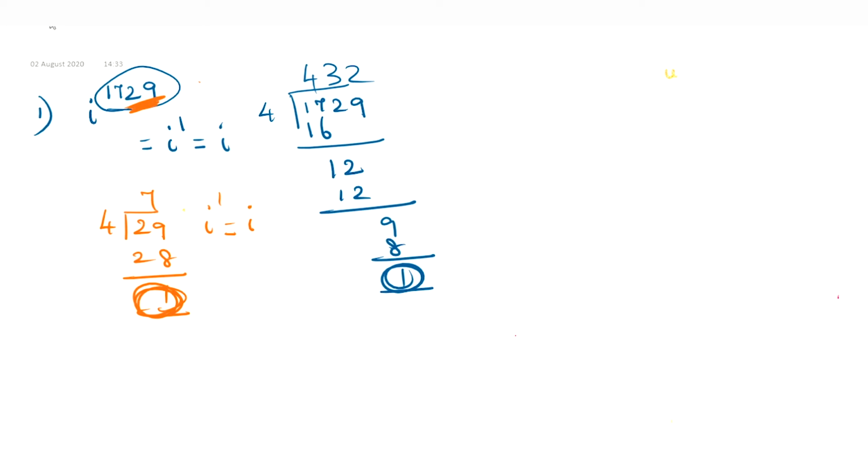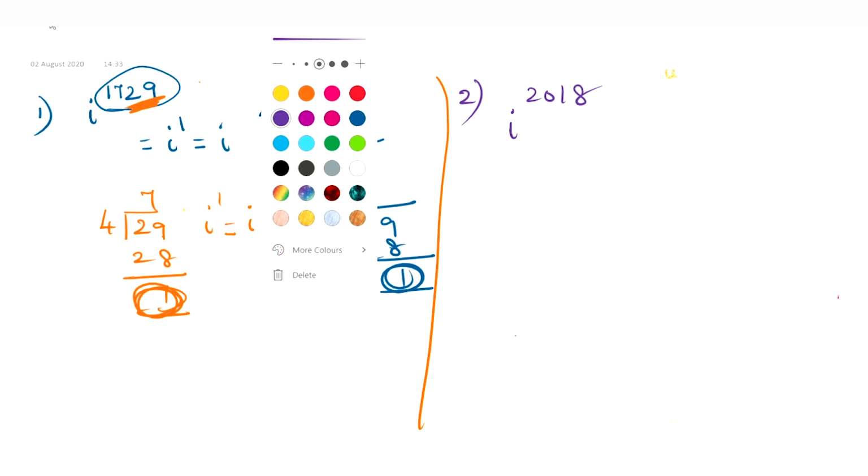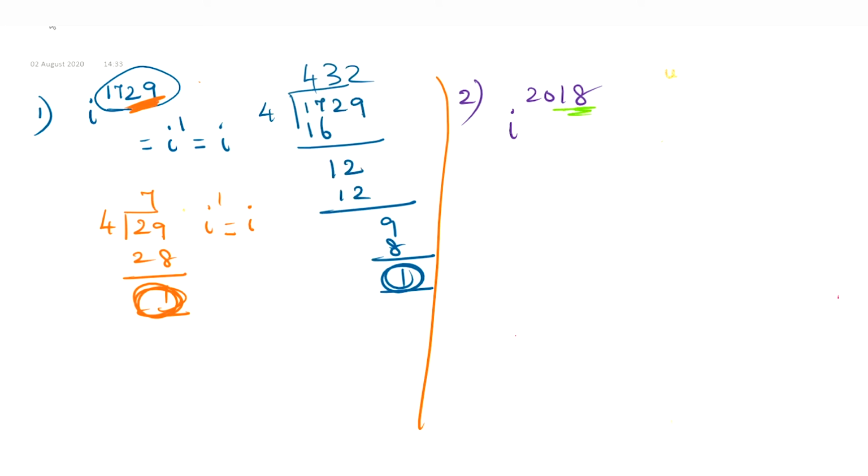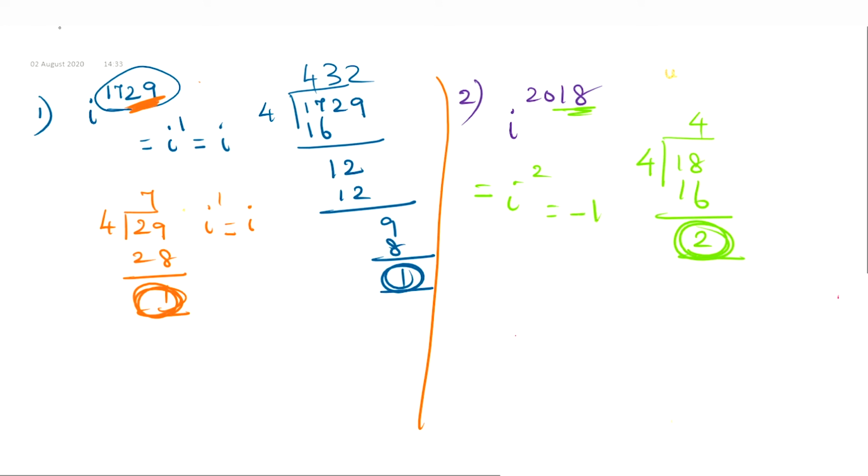Okay, now second problem. What is I power 2018? So you will do the problem within a second. We have to check the last 2 digits, right? So 18, 4 4s are 16. So the remainder is 2. So I will be getting I power the remainder. So I square, that is equal to minus 1. Right? Now we shall do the next problem.